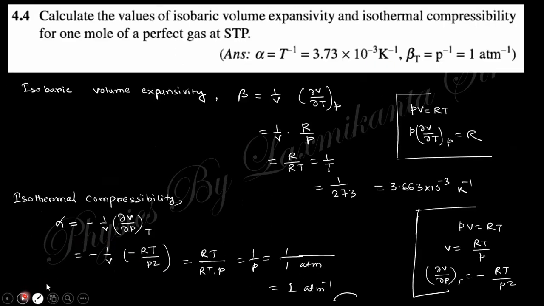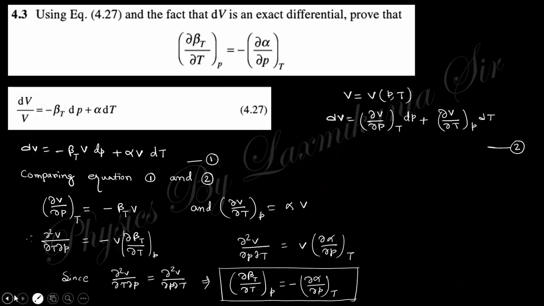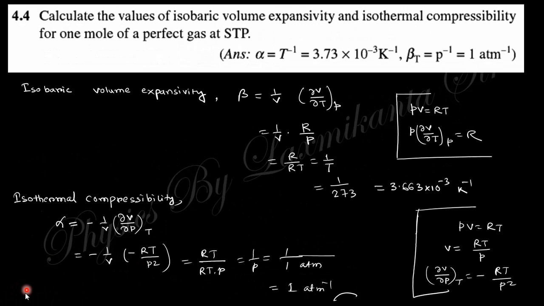Simple. Next one. Calculate the values of isobaric volume expansibility and isothermal compressibility of 1 mole of a perfect gas at STP. The isobaric volume expansibility, that is alpha, is nothing but 1 by V del V/del T at constant pressure. You know PV equals RT, so P del V/del T at constant pressure equals R, which is nothing but R by P. If you put this in PV equals RT, this is 1 by T, as we discussed before also. If you put in this value of T, you will get the value of alpha, right? This is the value of alpha.